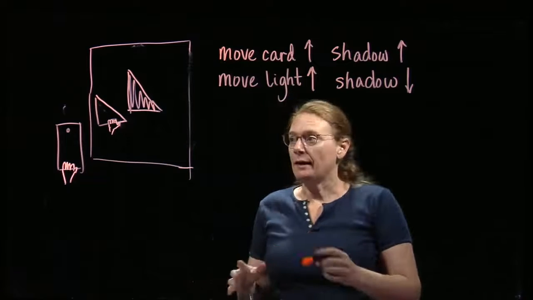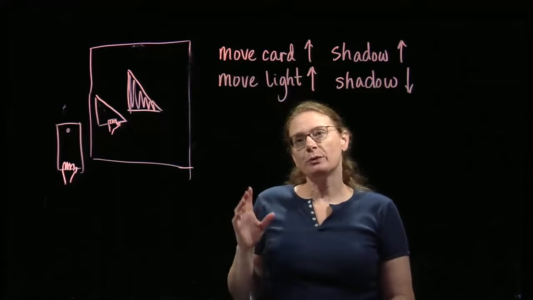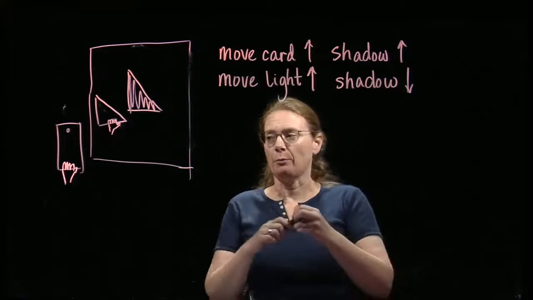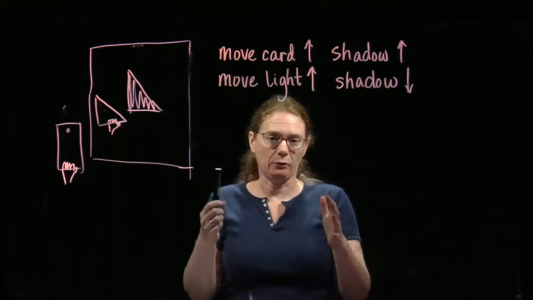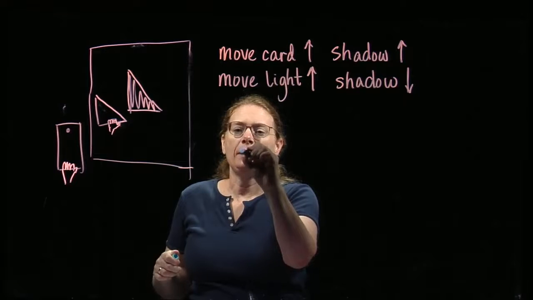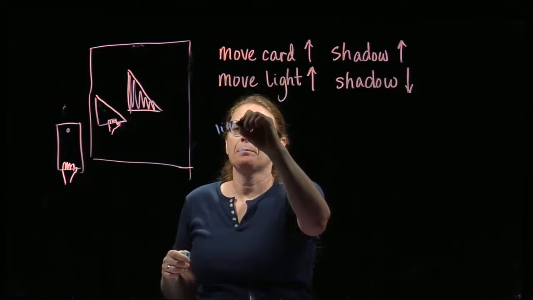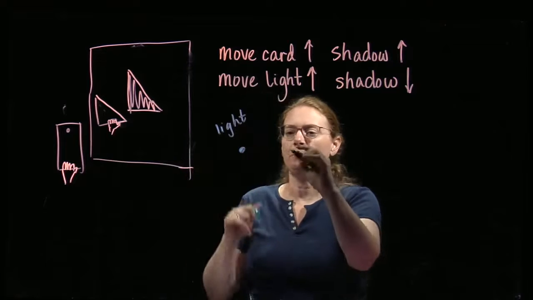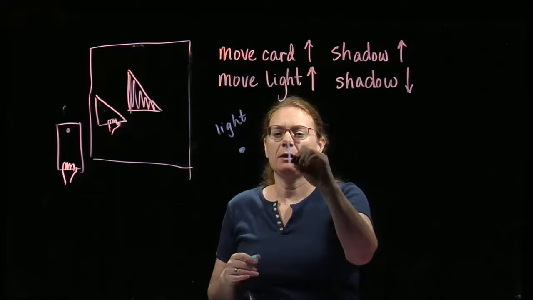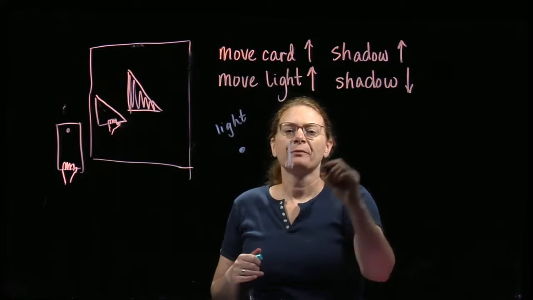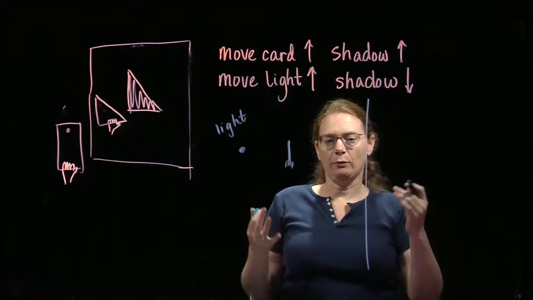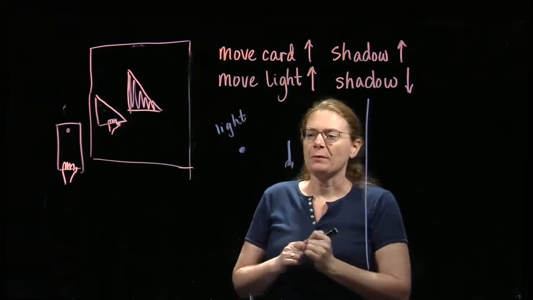What I'd like you to try next is to use a side view diagram to figure out how those shadows are formed. So I'm going to have my light source right here. So this is a side view. And here's my thin little card that you're holding. Here's your hand. And here's the wall, the screen, whatever you were projecting onto.